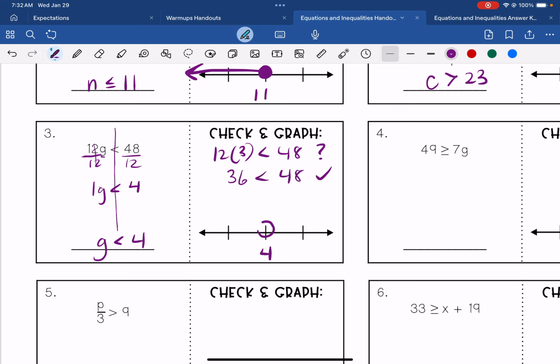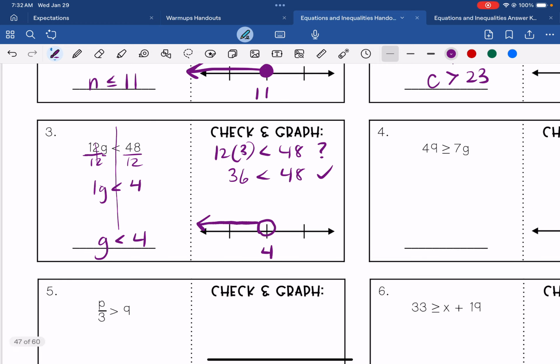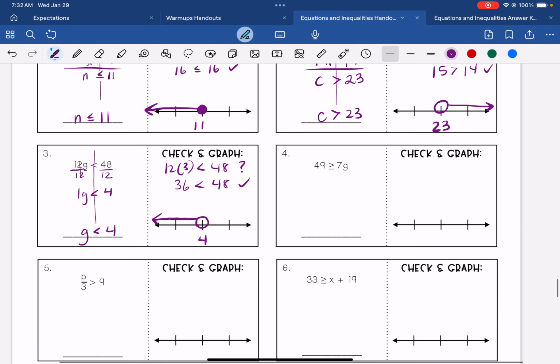We need an open circle, okay? And since it's less than, it's going to point to all numbers less than 4, which would go to the left. Number 4.